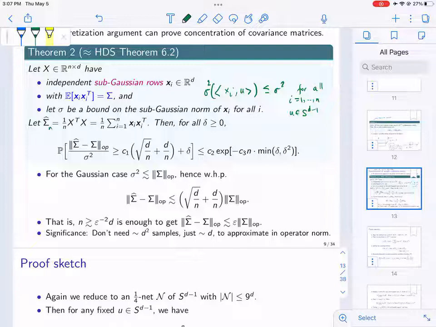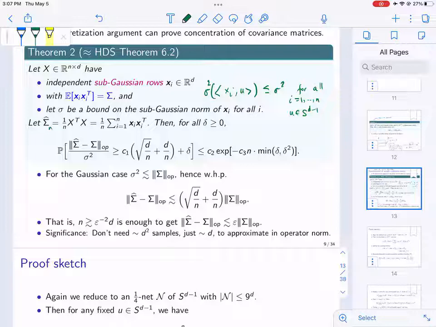But if I ignore the delta part, sigma squared, for the Gaussian case at least, is bounded by the operator norm of sigma. So if you just focus on this part of the bound and multiply, what I would get is a bound like this. This is saying that the operator norm of the deviation is at most root d over n plus d over n.